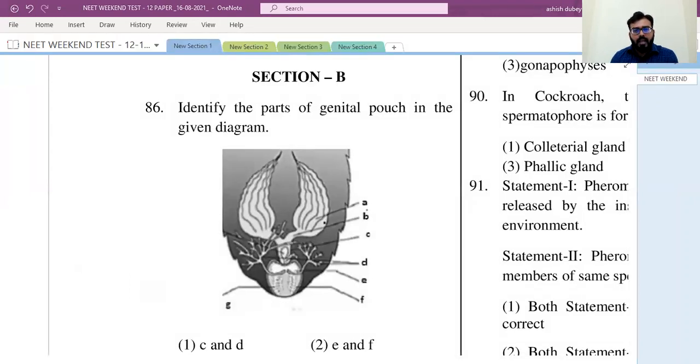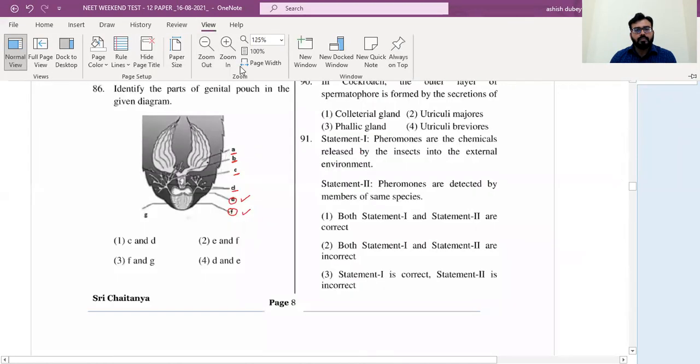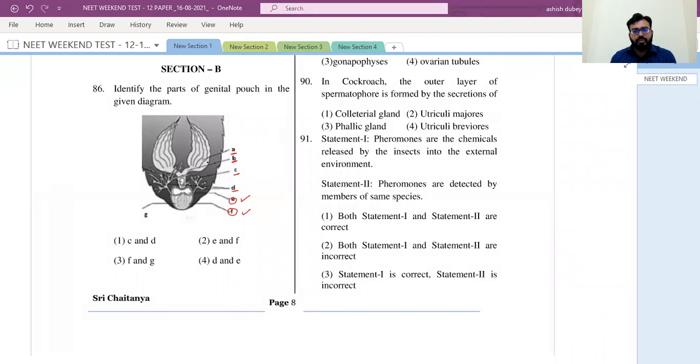Yeah, now see, A is ovariole, B is oviduct, C is the common oviduct or vagina, and then D are the collateral gland. Actually it is E and F, okay, which are the part of genital pouch. What are the part? Genital atrium or genital chamber and the vestibulum. So the answer should be E and F. 86th question.